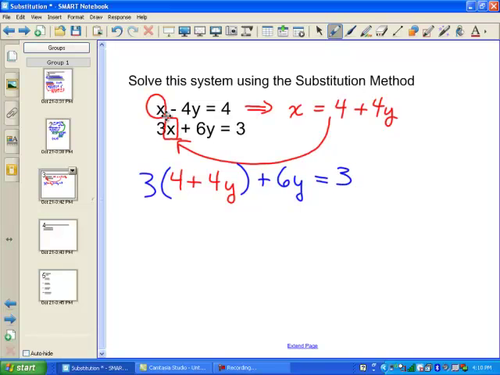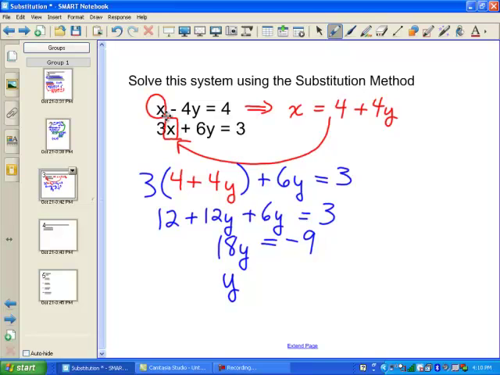We'll solve that equation, and we'll have the value of y here, right? Because now we have an expression that only has one variable, y. So 12 plus 12y, the distributive property of multiplication over addition, plus 6y equals 3. So we have 18y, and you'll follow me through if I subtract the 12 at the same time, equals negative 9. Dividing both sides by 18, so y equals, what are you getting? Negative 9 over 18, right?